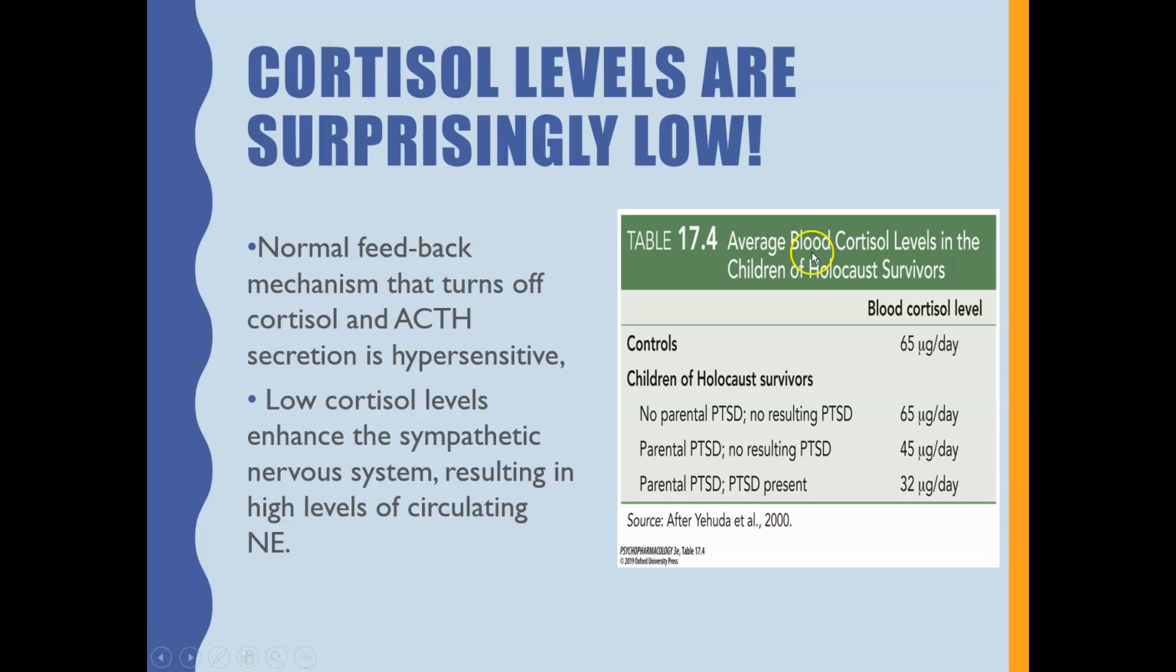So what you're looking at here are average blood cortisol levels in children of Holocaust survivors compared to normal controls. Normal controls tended to release blood cortisol at about 65 micrograms per day. Then compare that to children of Holocaust survivors. For those that did not have PTSD themselves or parents with PTSD, the blood cortisol levels matched the controls. For children that had no PTSD but had a parent that did, that was actually lower, at 45 micrograms. And for those who had PTSD along with a parent that had PTSD, that cortisol level was even lower, down to about 32 micrograms per day.